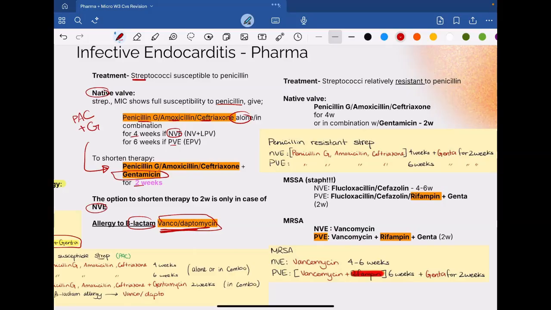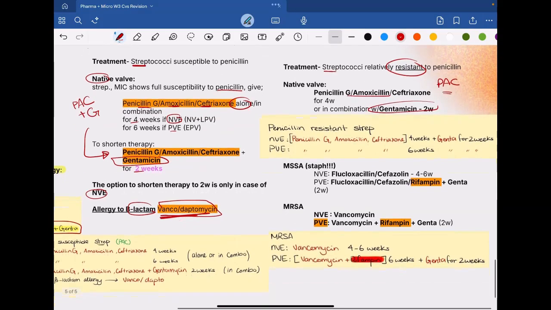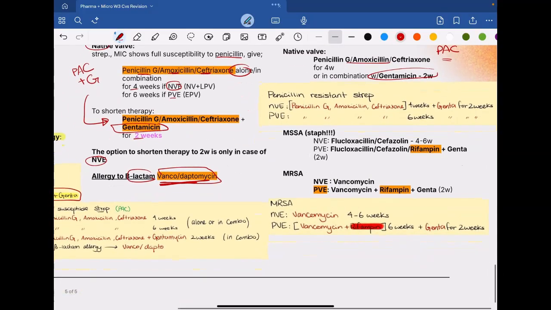microorganism. The treatment for streptococci, which is relatively resistant to penicillin, in native valve, you're also going to give them PAC, penicillin, amoxicillin, and ceftriaxone, or in combination with gentamicin for 2 weeks. So this is relatively similar.